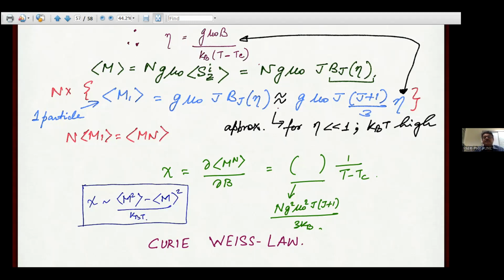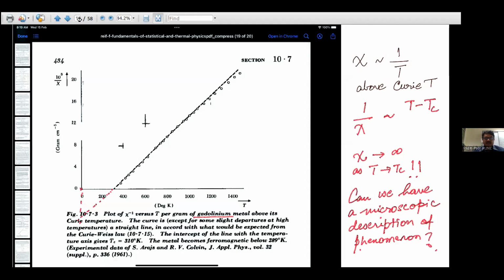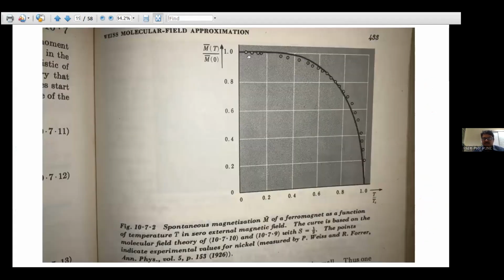So what you could do is plot, for various values of temperature, what value of solution you get, right? And you see you have a reasonable behavior. This is the experimental data. Here there are deviations as T approaches Tc. This is the magnetization curve, but it is a reasonable description of what is seen in experiments. Not perfect, but reasonable.